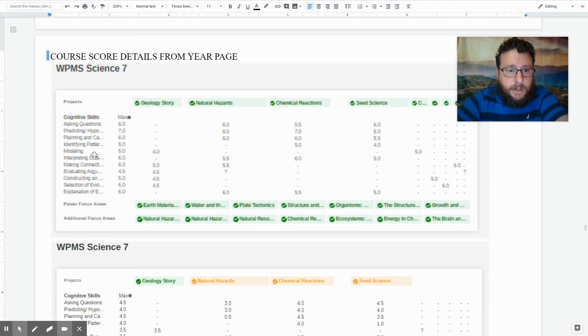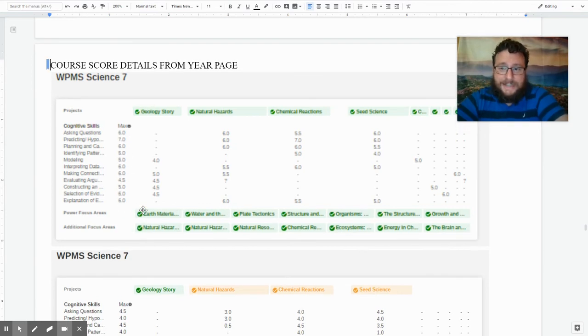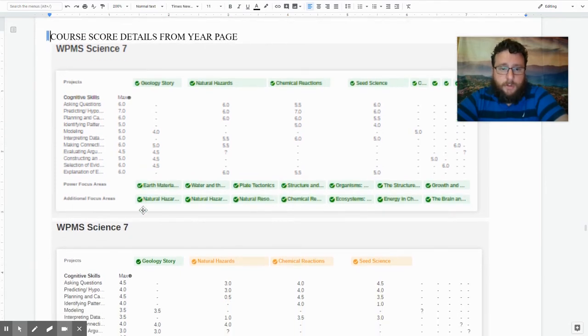And the maximum value is the one that counts, and that's what matters. Like, for example, here, modeling is a 5 because there's a 4 and a 5, so the maximum is the one that counts. And you can see what they got there. This student also completed all the power focus areas and additionals. So solid performance right there.